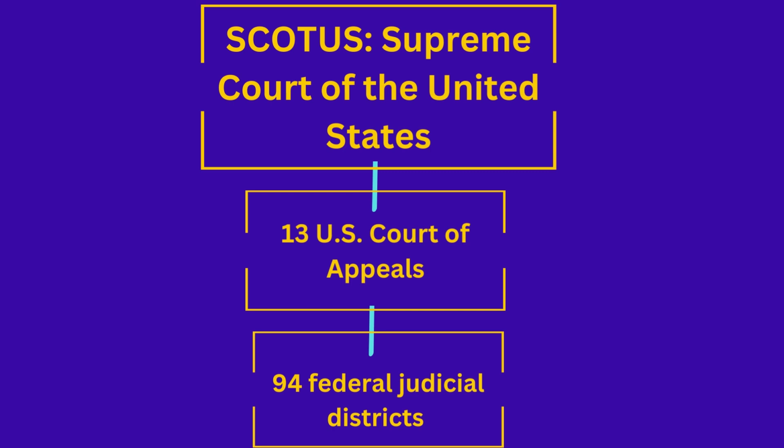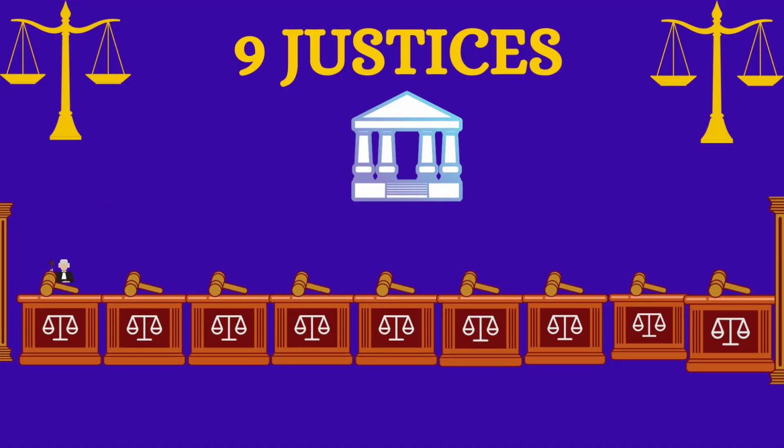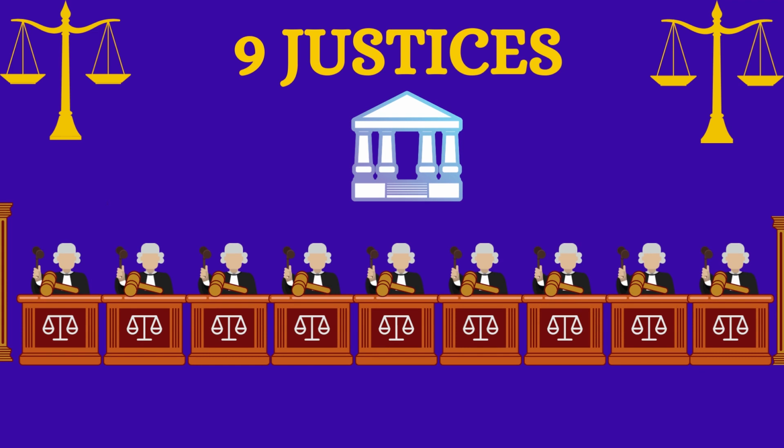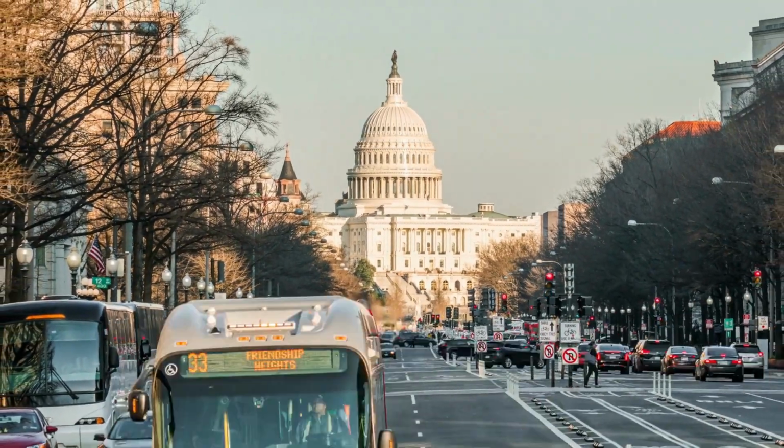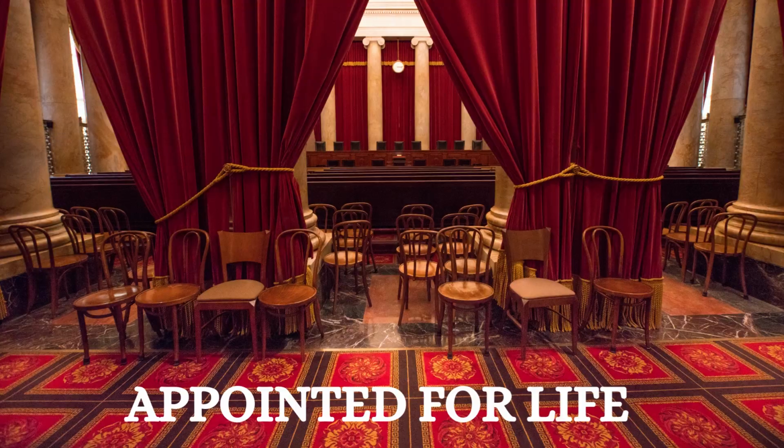And at the helm is the Supreme Court of the United States, also known as SCOTUS. This is the highest court of the country and the final authority on interpretation of federal law. There are 9 justices in the Supreme Court, and they are nominated by the President of the United States and confirmed by the US Senate, and of course they are appointed for life as per Article 3, Section 1 of the US Constitution.